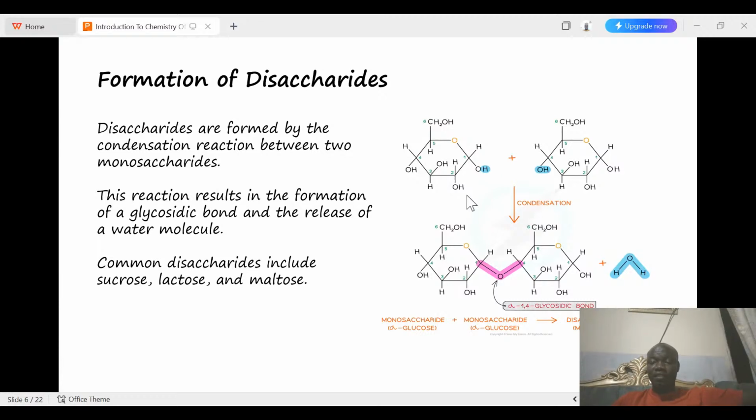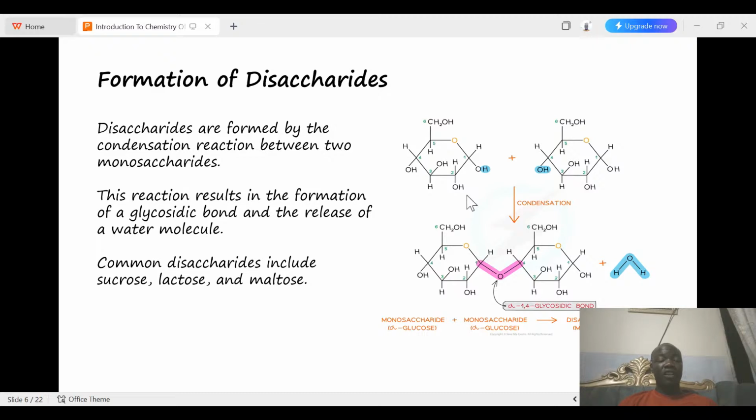So how are these disaccharides formed? They form as a result of a condensation reaction, where smaller molecules join together to produce a larger one through a glycosidic bond. The type of bond that specifically binds two different simple sugars is called an alpha 1,4 glycosidic bond.